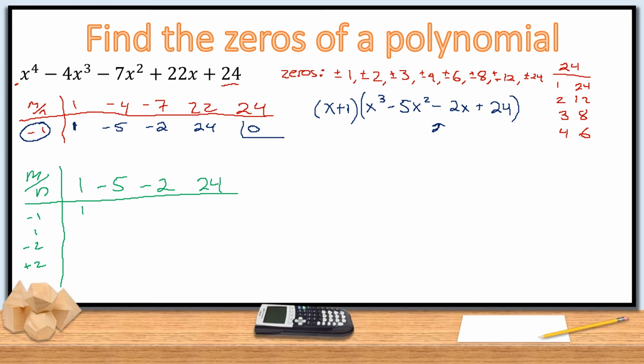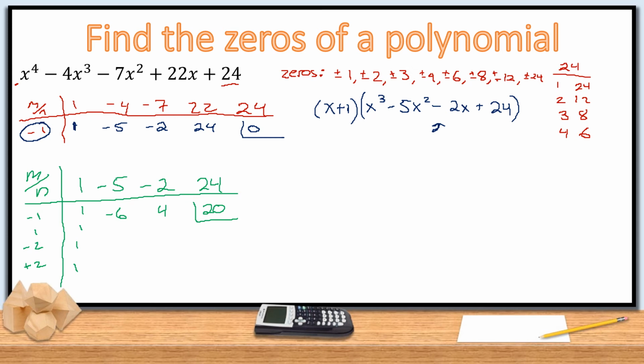So 1 is going to come straight down in each case. 1 times -1 is -1, so that's going to be -6. -6 times -1 is +6. +6 minus 2 is 4. And then 4 times -1 is -4, so we have a remainder of 20. So -1, not a 0 for a second time.